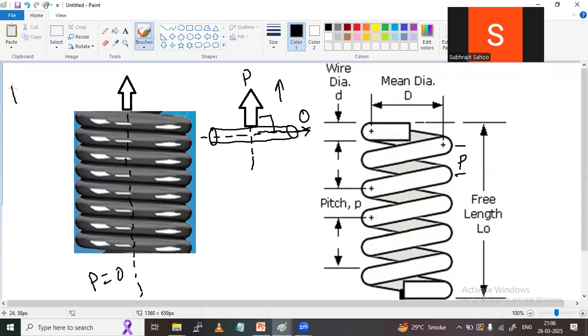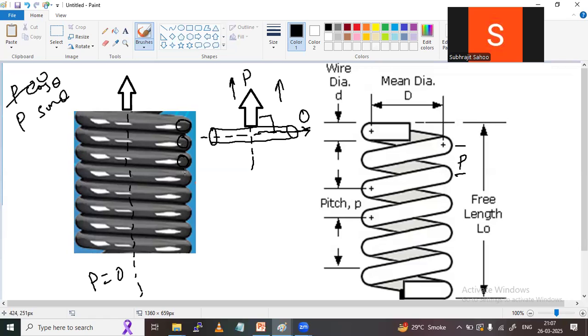One component is P cos theta, another component is P sin theta. But here cos theta is along the horizontal axis, the angle is 90 degrees, and cos 90 is 0. So in the horizontal direction the component of force is 0, and the force acts only along the vertical direction. So whenever the force acts along the vertical direction, two types of stress will be developed in the spring.